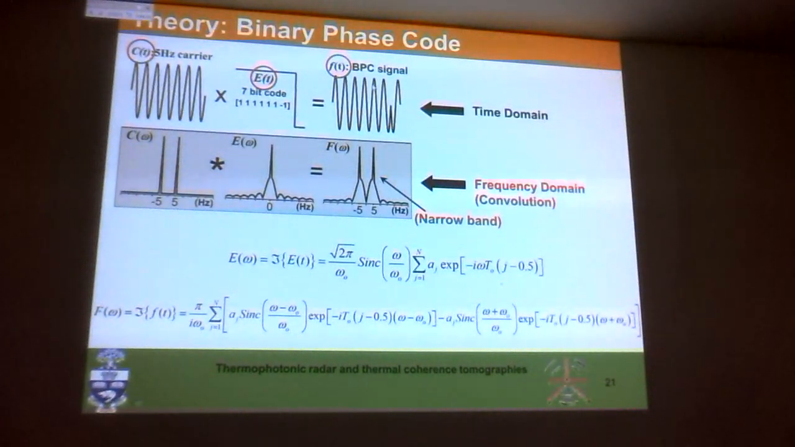So what this really amounts to is having a carrier wave. This was a 5 hertz carrier wave, and then there was a 7-bit code going into that. So at some point there's a flip over.